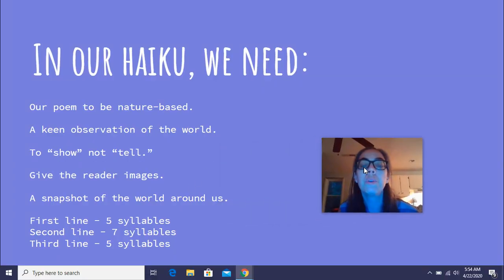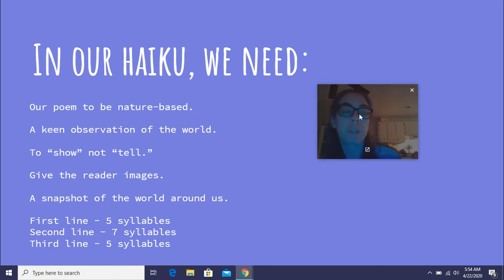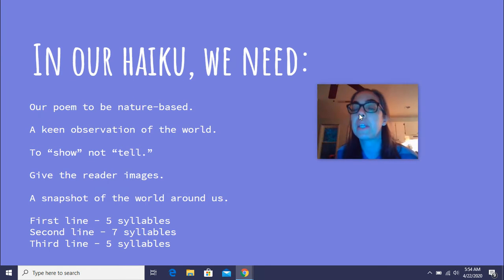So when you are doing a haiku, this is what you're going to need. It needs to be nature based. It doesn't necessarily have to talk about the season. It can be a little snapshot of nature, but I want it to be nature based. It needs to be an observation of the world, just like the first one is the frog jumping in the pond. I'm witnessing this thing happening in the world.